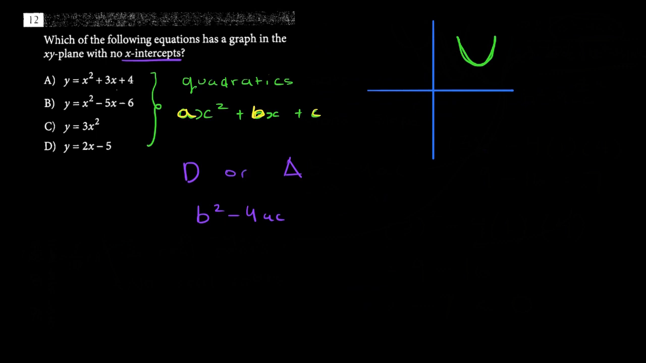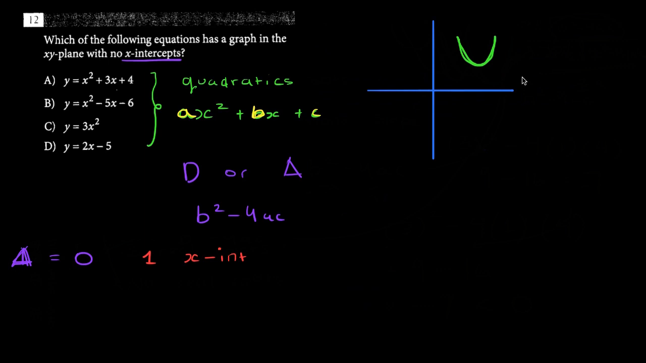But how do we use the discriminant to find out how many x-intercepts there are? Well, there's three things that you need to know, okay? If the discriminant is equal to 0, there is exactly one x-intercept, and graphically that would look something like this. Okay, the vertex alone of the parabola is going to be intersecting the x-axis.